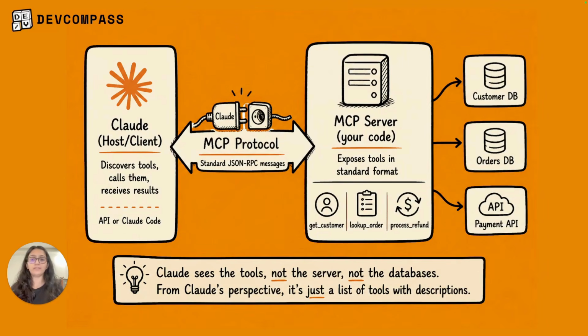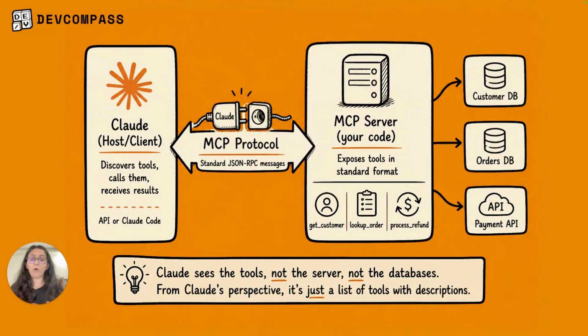Look at where the plug and socket from the title card now sit. On the protocol arrow in the center, connected. That is the visual payoff. The plug is Claude. The socket is the MCP server. The MCP protocol is what makes them compatible. It is standard, so any MCP compatible client can connect to any MCP compatible server.